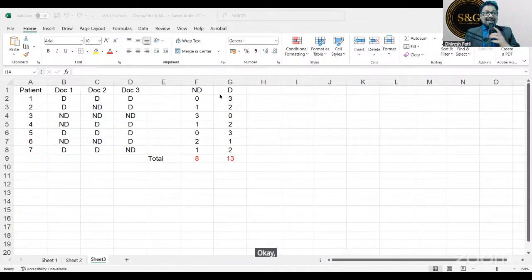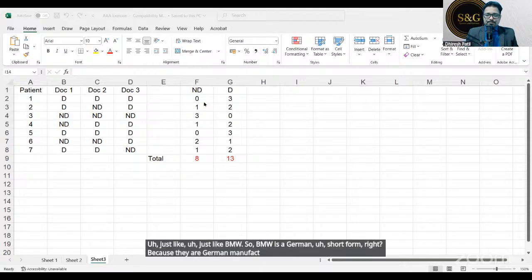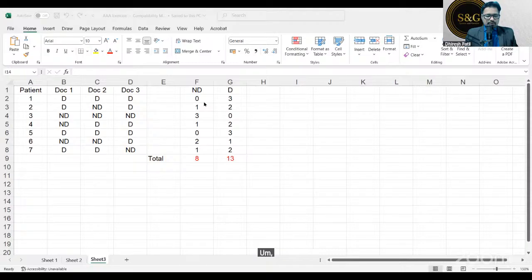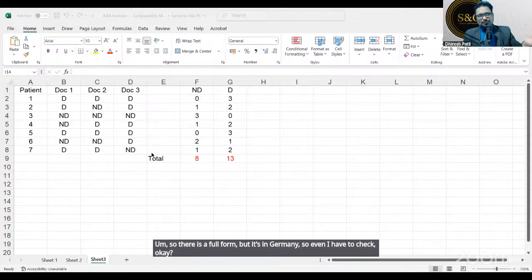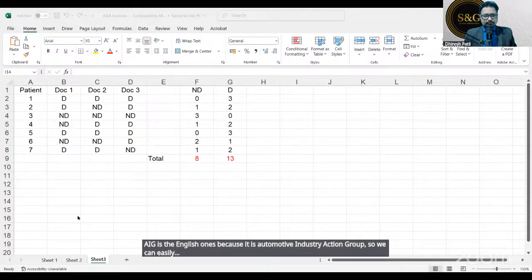Yeah, VDA is a German word actually. So it is not an English word, it's a German word. Just like BMW. BMW is a German short form, right? Because they are German manufacturers. There is a full form, but it's in German, so even I have to check. AIAG is the English one because it is Automotive Industry Action Group. Anyway.